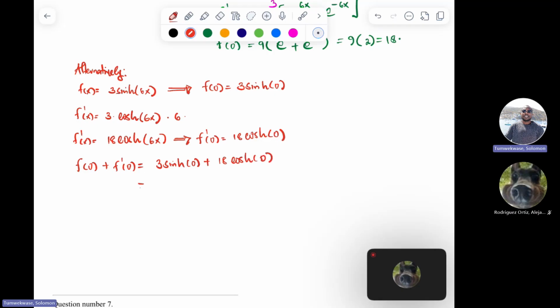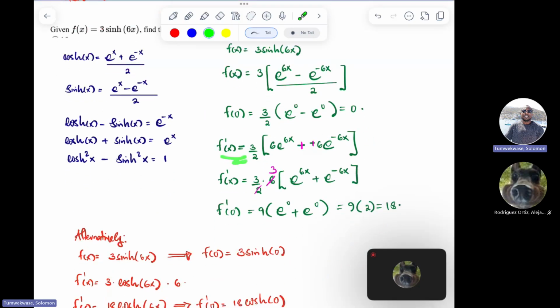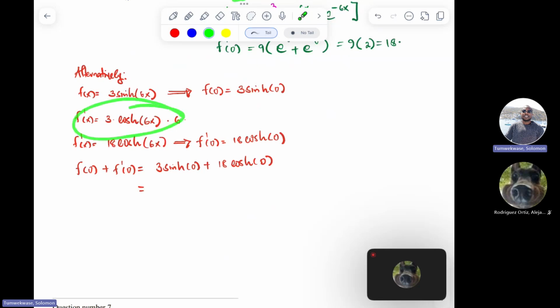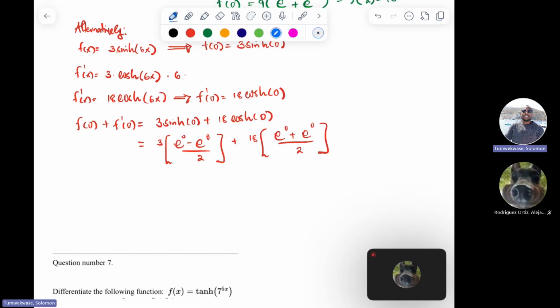And now you can bring in your exponentials. What I'm showing you is that you can first write the function in terms of the exponentials and then take a derivative, or you can take the derivative first, and after knowing the derivative, you change to the exponential. So this is 3 times (e to the 0 minus e to the 0) over 2, plus 18 times (e to the 0 plus e to the 0) over 2. And the first part is 0.